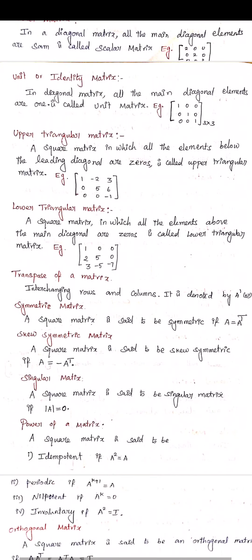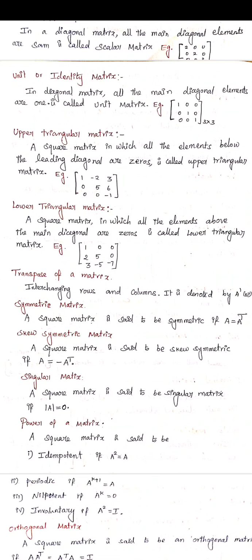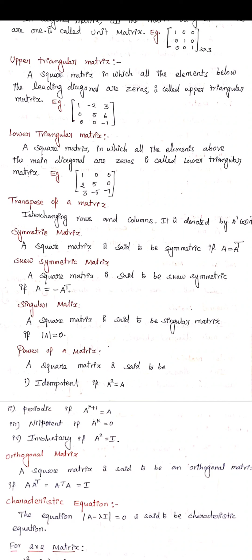Next one is upper triangular matrix. A square matrix is said to be an upper triangular matrix if all the elements below the leading diagonal are 0. Next one is lower triangular matrix. A square matrix in which all the elements above the main diagonal are 0 is called a lower triangular matrix. Next one is transpose of a matrix. Interchanging rows and columns is called the transpose of a matrix. It is denoted by A dash or A transpose.